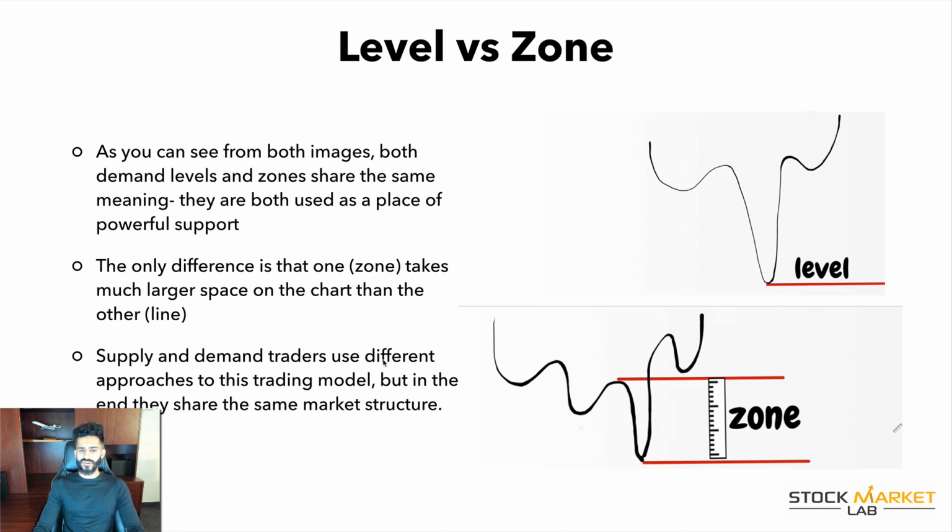Supply and demand traders use different approaches to this trading model, but in the end, they share the same market structure as people trading support and resistance. So the bottom line is they're both the same concept. It's just applying them: when you have demand zones, you have a larger area; when you have a level, just one line. Now, which one is better? We'll get into that, but let's break down a few examples.